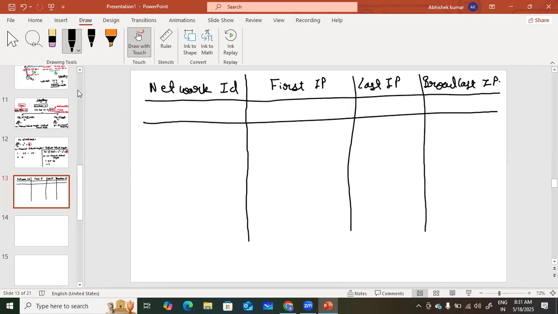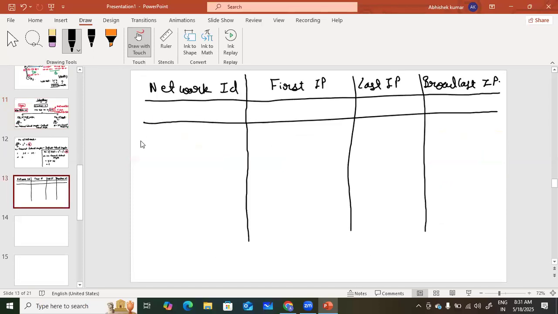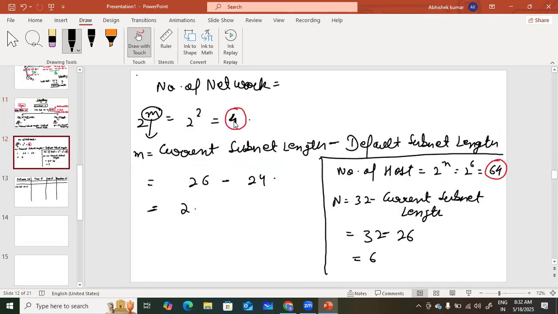So let's start with the network ID first. What is the network ID given to me by default? It is 192.168.10.0, so the first one would be 192.168.10.0. Now, as I told you, we have to divide this network into 4 subnetworks. How do I find the next one? On the basis of hosts.